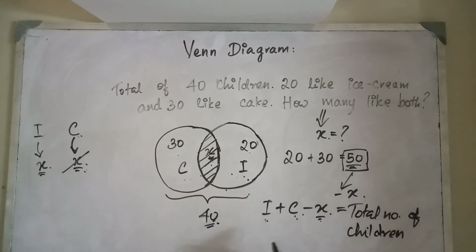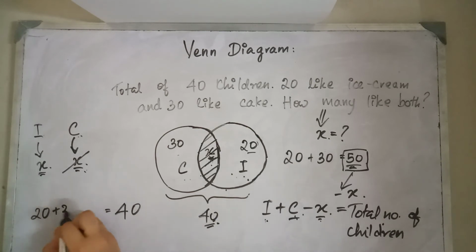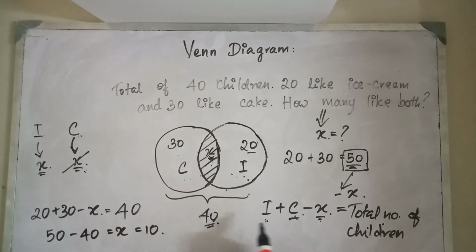Now let's look at this statement. We know the total number of children, and that is 40. We know I, and that is 20. Likewise, we know C, and that is 30. What we have to find out here is X. So we have 50 minus 40 giving us X, which is 10. So this is how you find out X. You take the individual amounts, ice cream and cake, and you subtract one overlapping region. So now let's look at another problem which is based on this concept exactly.